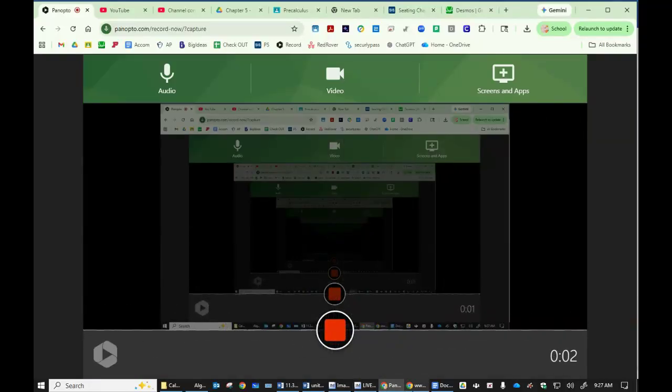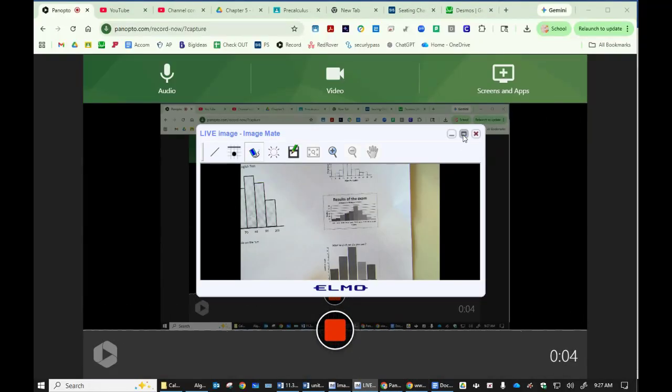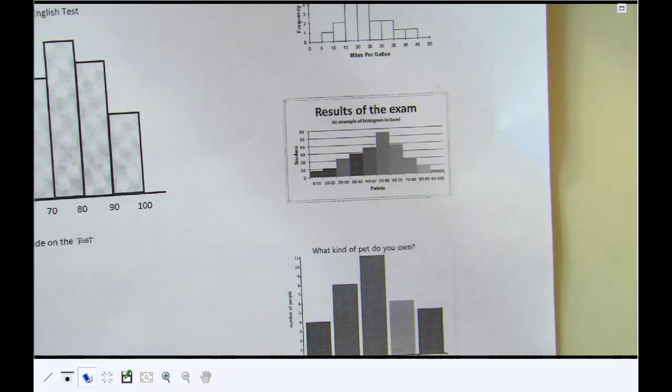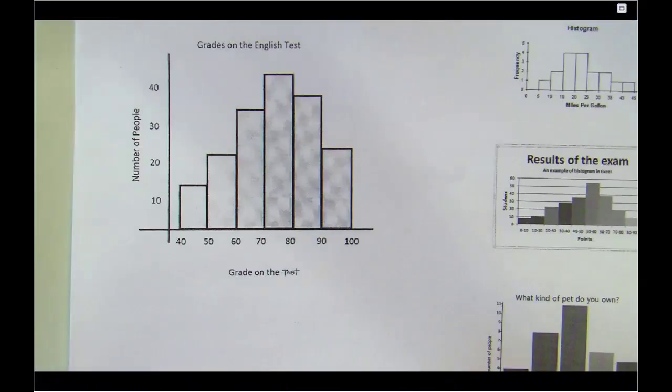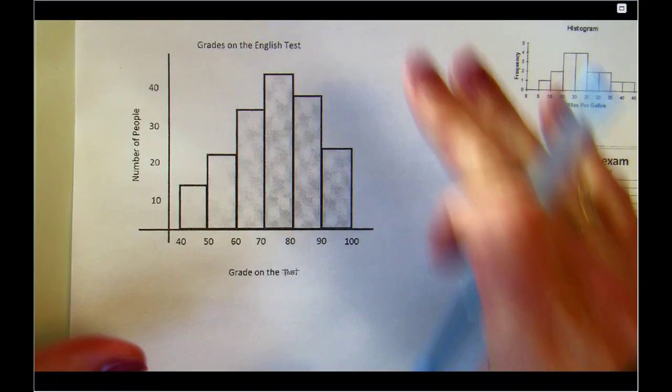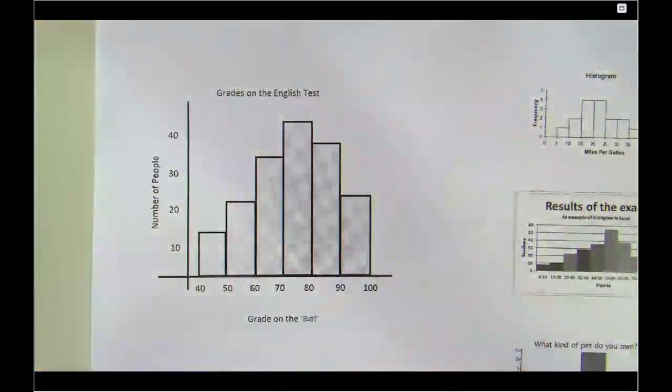So we are talking about histograms. So here you go. This first one that you see here, where it says grades on the English test, this is a histogram. I want to point out to you a couple of features of a good histogram.